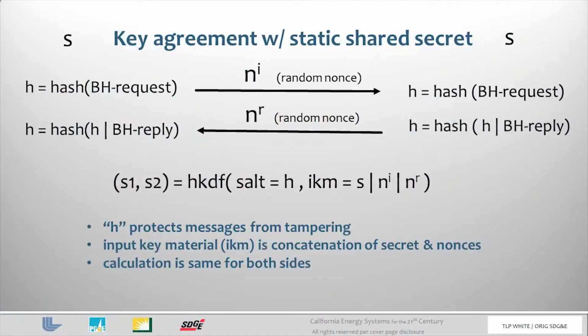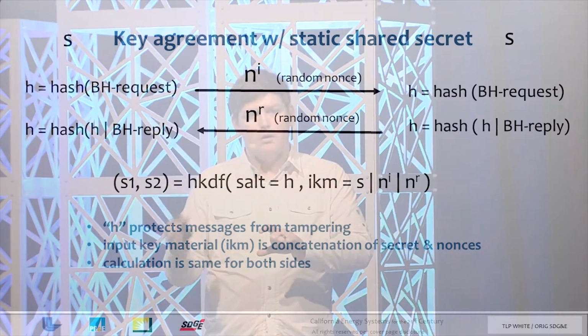Then we feed that hash as the salt parameter into a key derivation function, and the secret input key material, or at least partially secret, is the long-lived shared secret with the 2 nonces appended to it. That's how we can keep using that long-term shared secret for multiple sessions. Once we have those 2 session keys, S1 and S2, we use them like we would for any other protocol. We use that to secure a session that might last an hour or until we've sent a certain number of messages, the way TLS or any other protocol works. The point here is that H protects the messages from tampering, and the calculation is the same on both sides. So key agreement from QKD is actually even simpler.